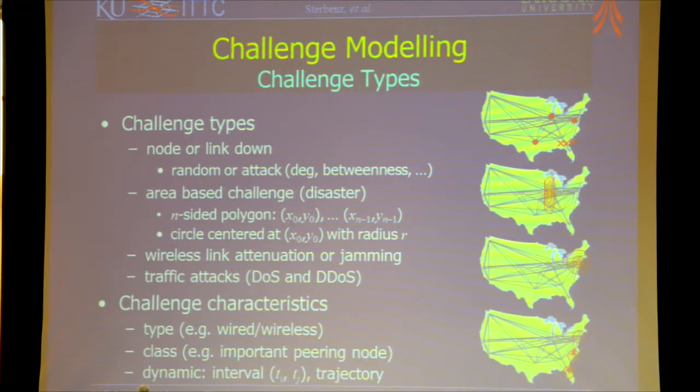So the sorts of challenges we can simulate are things like particular node and link failures. So we can say an attacker who understands the structure of the network may try and take down the links with the highest degree, or the highest betweenness, which is a measure of importance. So we can do that.